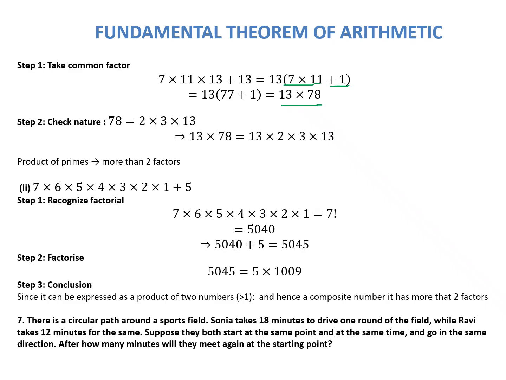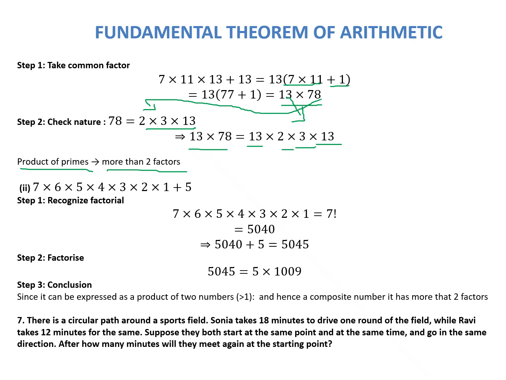So we know that 13 is a prime number. This is something which is known to us. But we know that 78 is not a prime number, and hence it can be broken down into a set of prime factors, which we did as 2 into 3 into 13 when we break it down. And then we can say that 13 into 78 can be represented as 13 multiplied by 2 multiplied by 3 multiplied by 13. So this is a product of prime numbers with more than two factors, and if a number has more than two factors, then it is a composite number.